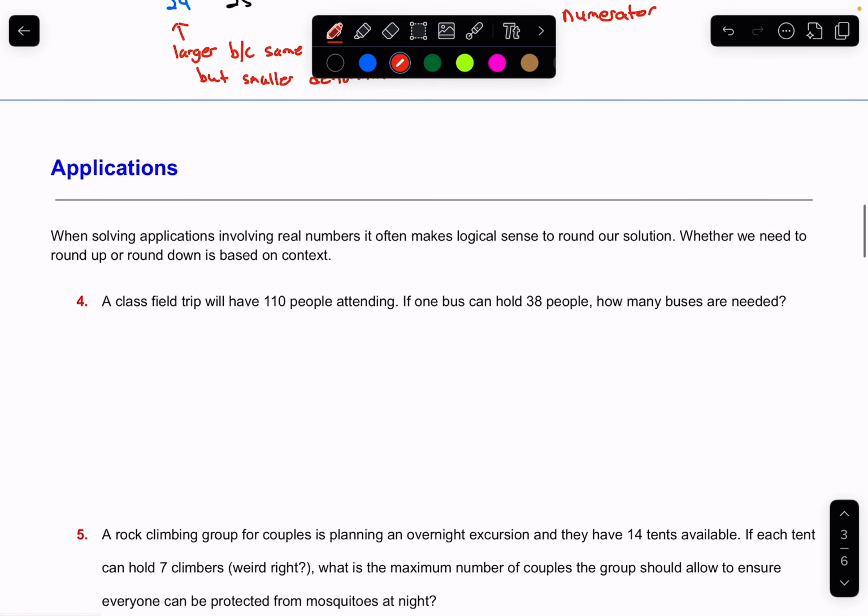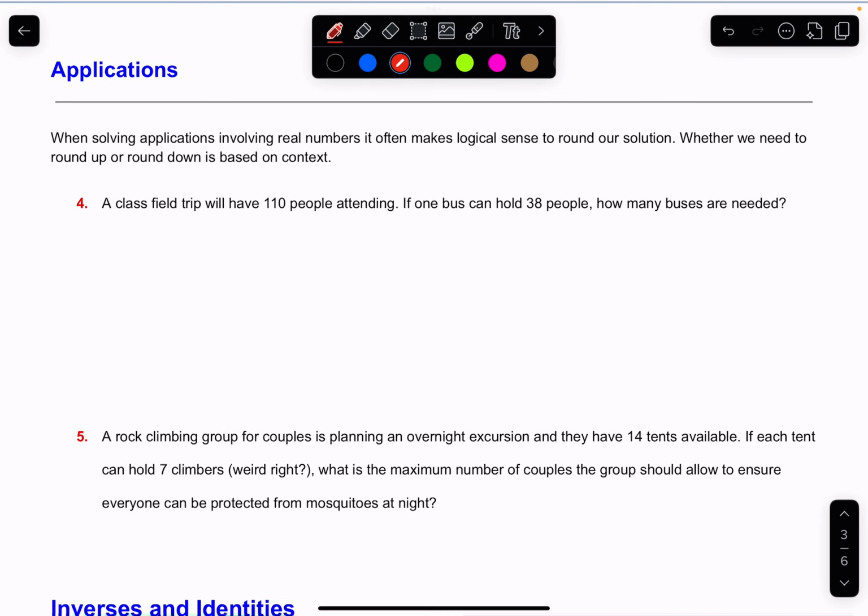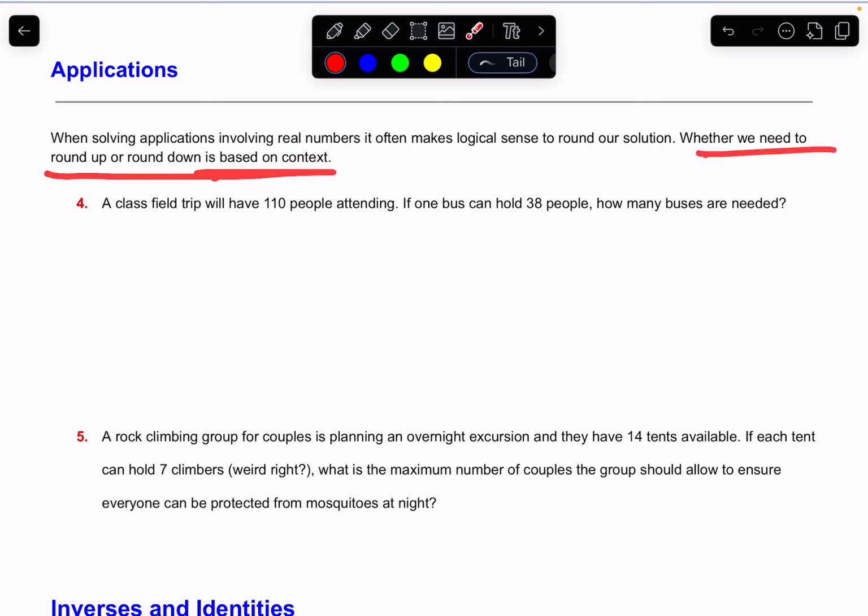All right, now a couple applications of this. This is where we're going to learn when we need to round, okay? So it says when solving applications involving real numbers, it often makes logical sense to round our solution. Whether we need to round up or down, though, is going to be based on context. Okay, so it's not necessarily going to be a mathematical reason, it's going to be a contextual reason. Okay, number 4 is going to illustrate this really well. A class field trip will have 110 people attending. If one bus can hold 38 people, how many buses are needed?